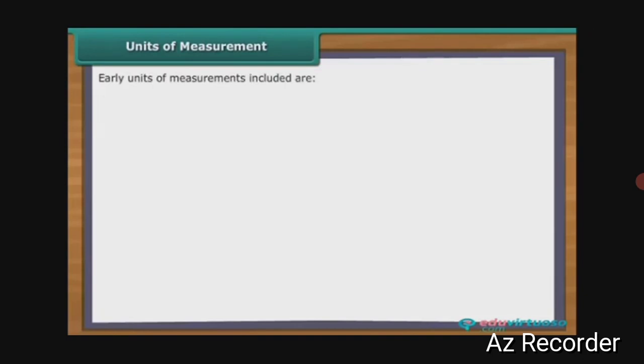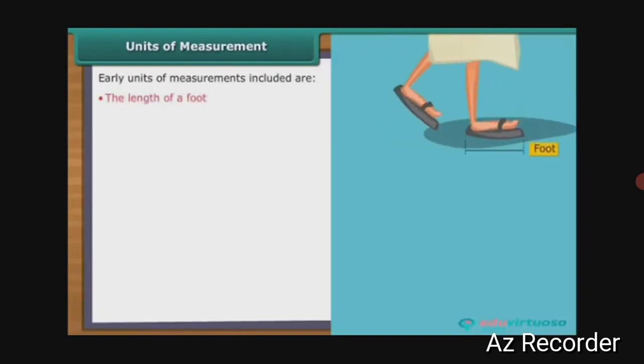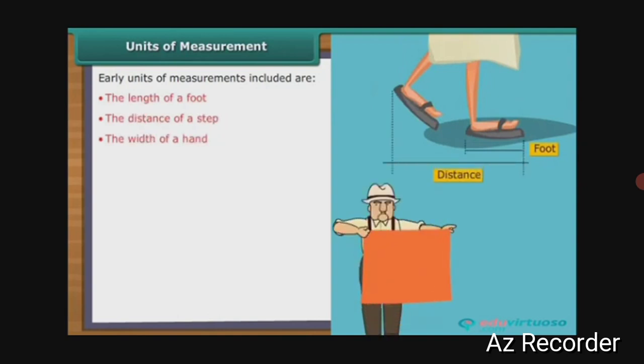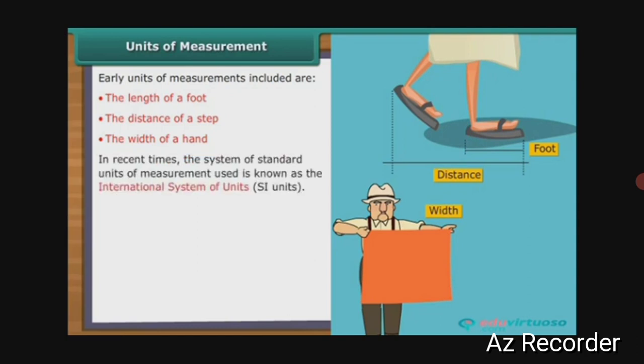Units of measurement. In the early days, units of measurement included the length of the foot, distance of the step, and the width of the towel. However, these were difficult to maintain as the length of the foot varies from one person to another. To standardize the units, a metric system was put in place. This system has standard units of measurement, and the system of standard units now used is known as the International System of Units, or SI units.